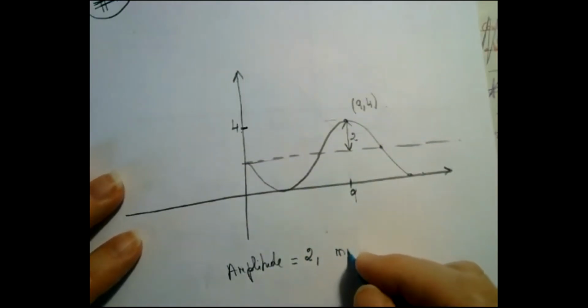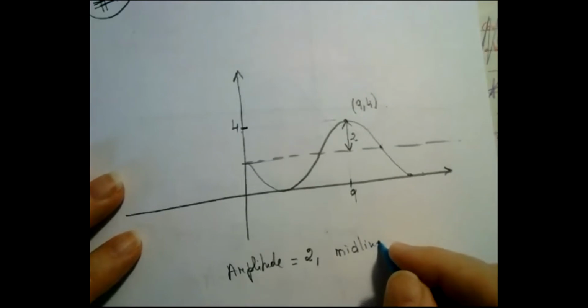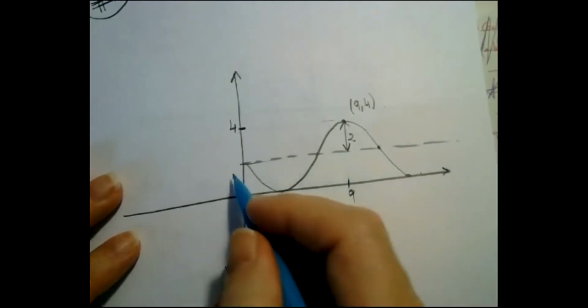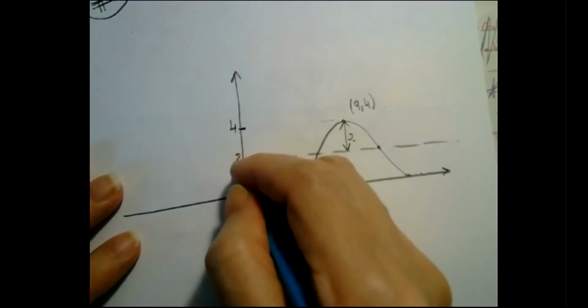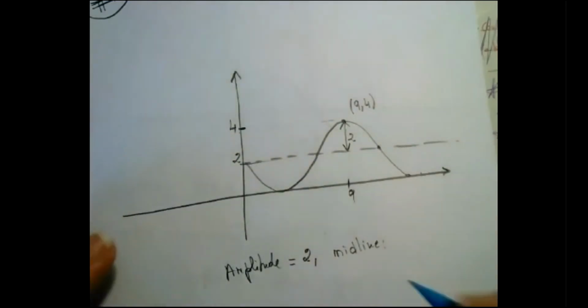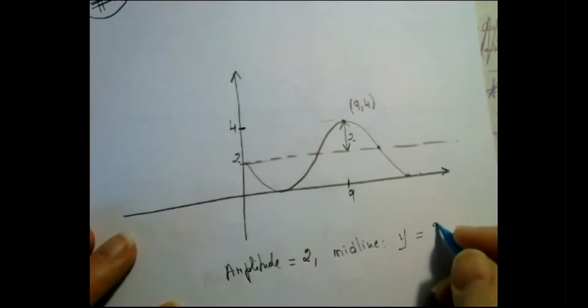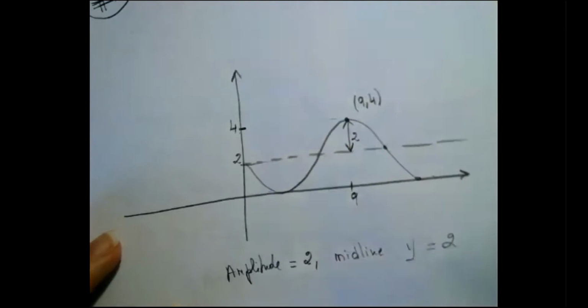Now, my midline is this line right here. If this is 4, halfway through is 2. So we don't really need any computation in this problem. Y equal to 2. So far, so good.